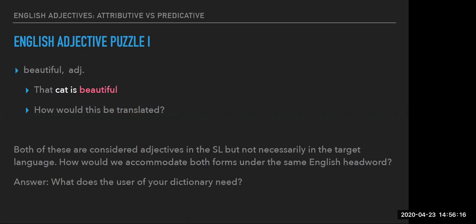The cat is beautiful. So this is the predicative form of the adjective, where it's still the adjective, it's the same form. In English this is considered an adjective. So how would you translate this in Bangla or Marathi? Sundar ahe. Yeah. Right. And in Bangla?